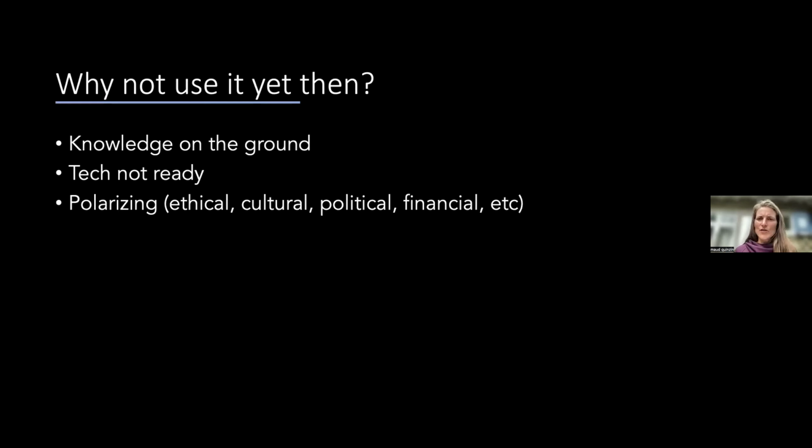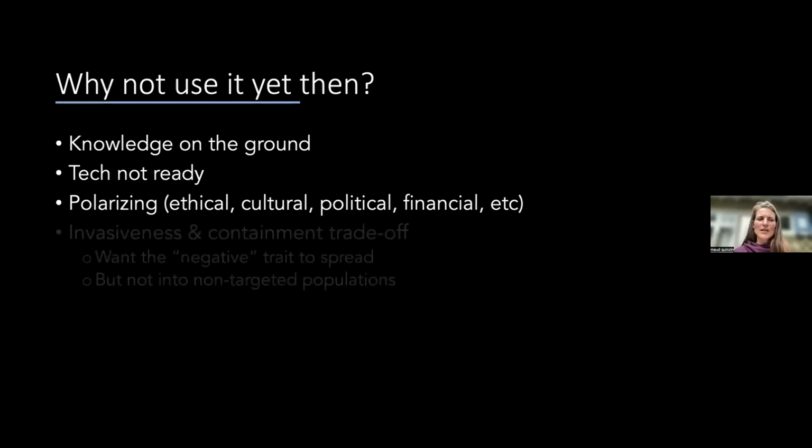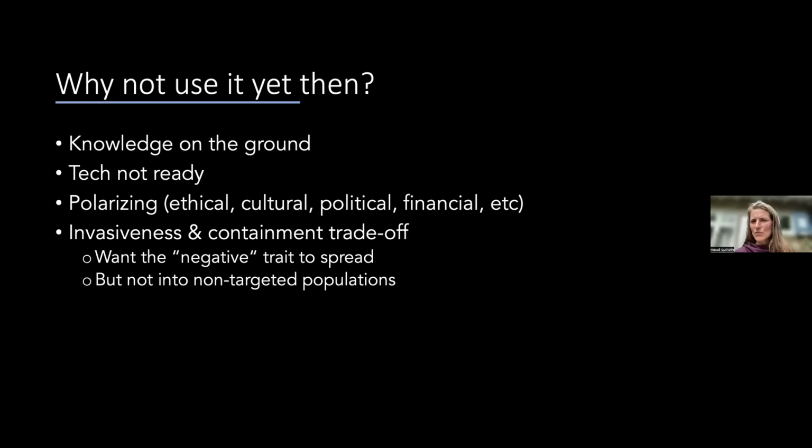A lot of people want to try to use it. Some really don't want to. And one of the main places where there is a conflict is because you have a trade-off to make between invasiveness, because you want your negative trait to actually be pushed into the population so that you can reduce the density of your invasive population. But at the same time, you don't want that negative fitness trait to be spreading outside of the population you want to regulate. That's really a problem at the moment, and one of the main places of discussion on whether we should or not use gene editing.